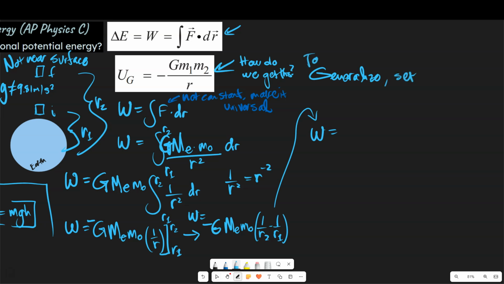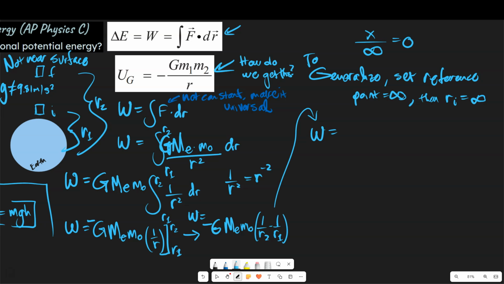To generalize, if we set our reference point, instead of at the bottom of a ramp or the floor of a room or something, if we set the reference point at infinity, this may seem a bit odd at first, but there are some good reasons for this. Then we can say that our r initial is equal to infinity. Okay, so what does that do for us? Well, if we look at our previous work down here, in this case we could call r1 equal to infinity. Well, what is anything over infinity? That's going to be equal to 0. Anything divided by infinity is actually equal to 0.